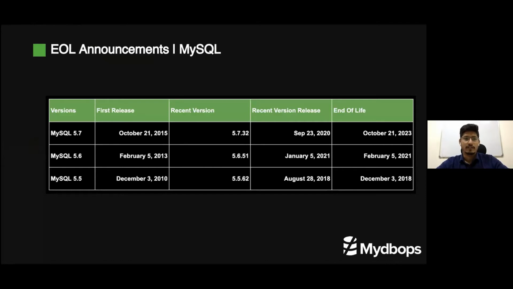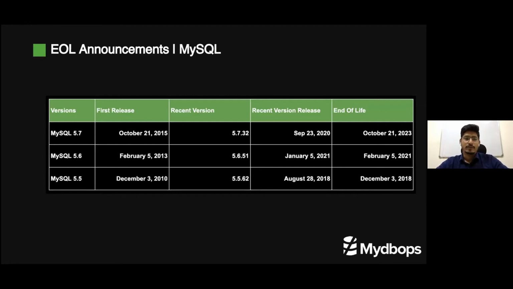Here comes the end of life announcement of MySQL. As you may already know, MySQL 5.5 reached end of life 2 years back. And last week, another release, the very popular MySQL 5.6, became end of life on February 5th. The last version of 5.6 was released on Jan 5, which is 5.6.51. And we have 2 more years of support for MySQL 5.7.